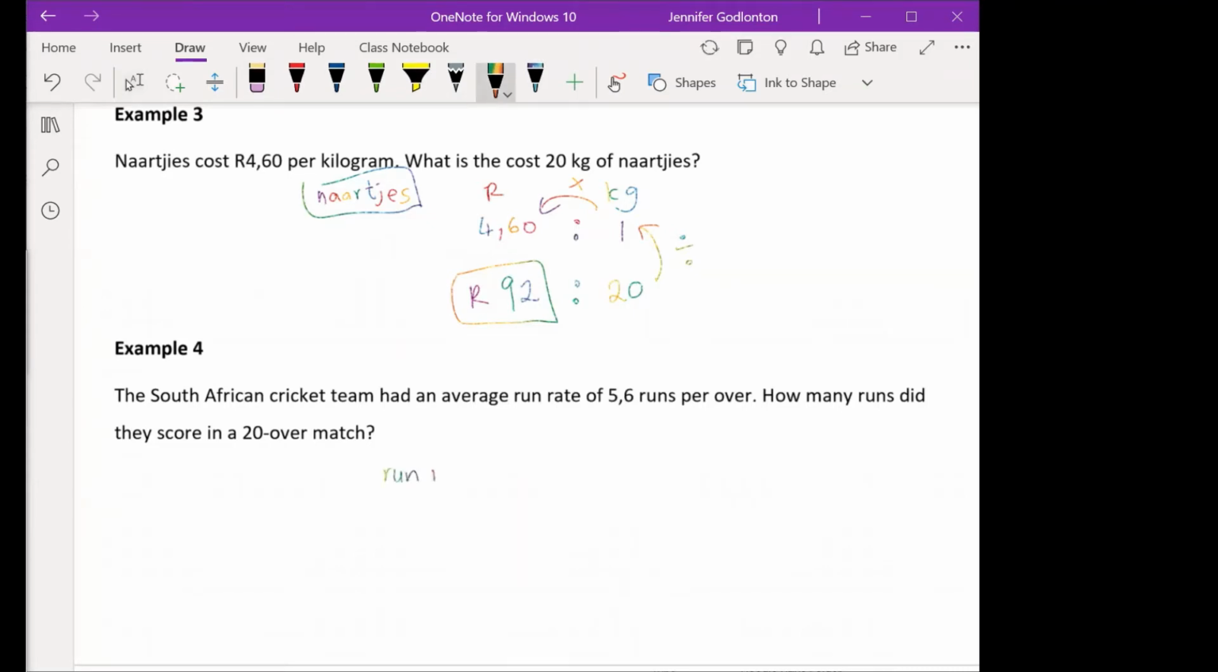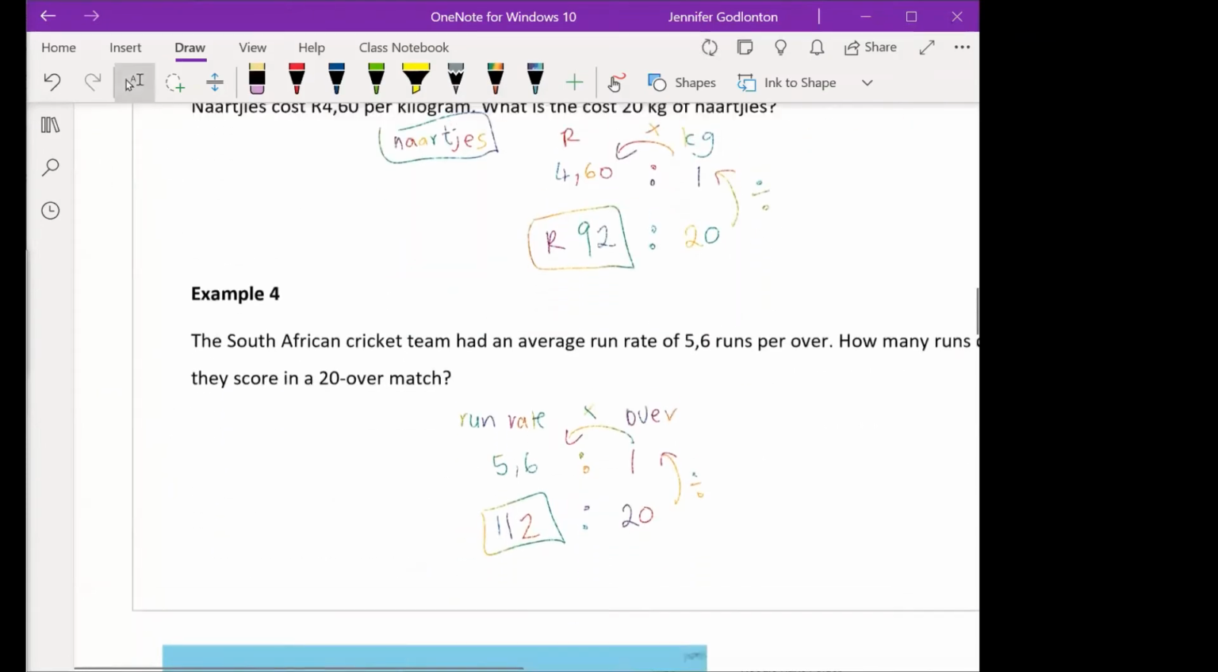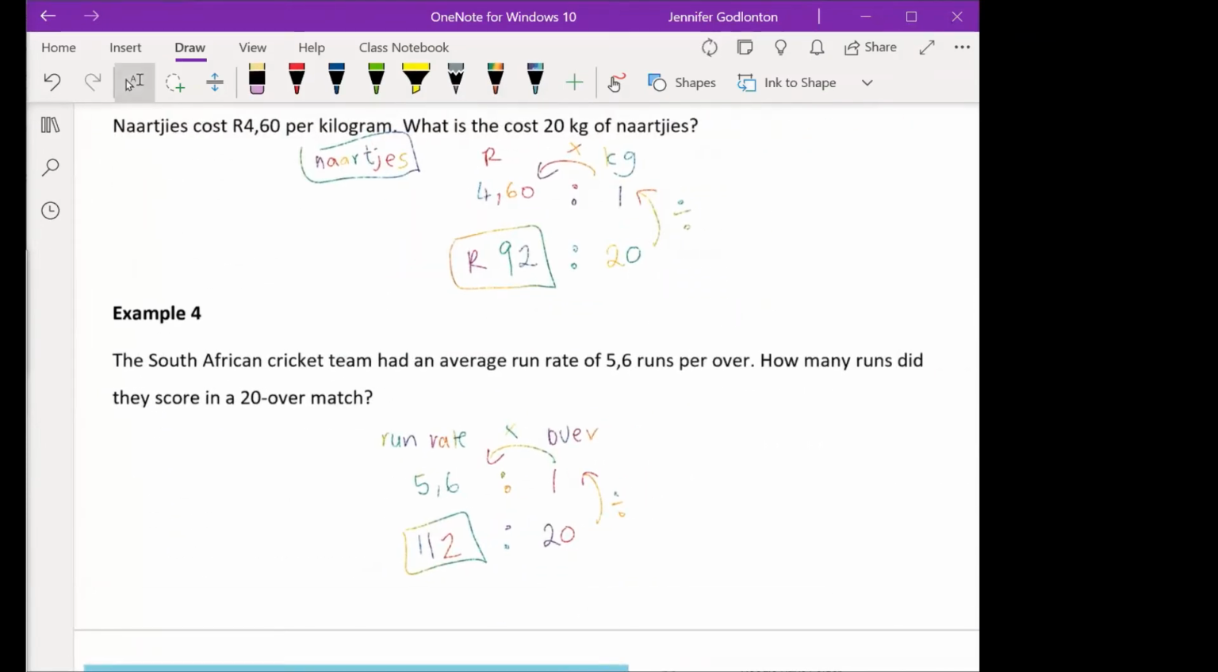Okay, so we have a run rate over here, and we have got for 1 over. So let's do overs over here. We've got 5.6 runs per 1 over, and we are wanting to know what they would get in 20 overs. So 20 divided by 1 times 5.6, which gives us 112 runs. Oh, sorry guys, screen is moving all over the place. Okay, Tato, well done, man. Nice.